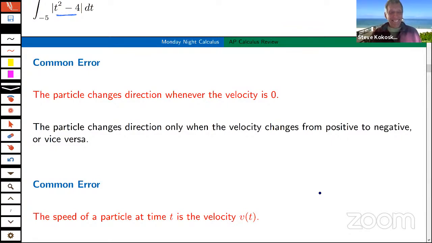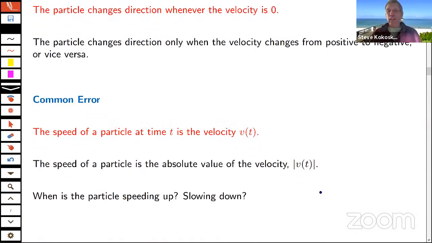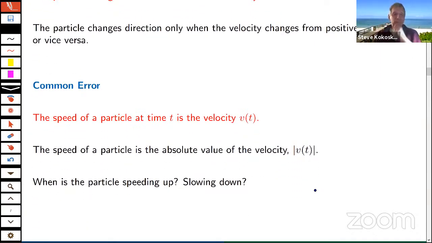Speed is the absolute value of velocity. Very good. So speed is the absolute value of velocity. We have an issue if our velocity happens to be negative there. Very good. Excellent.